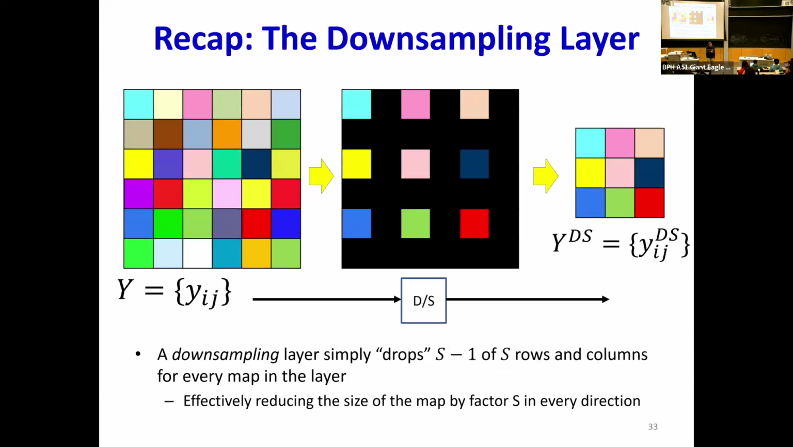Now, here's how downsampling happened. When you were performing downsampling, you guys can help me out here. We had some input, and let's say we just had a 6 cross 6 input, and I downsampled by a factor of 2. What is the output size going to be? It's going to be a 3 cross 3, right?